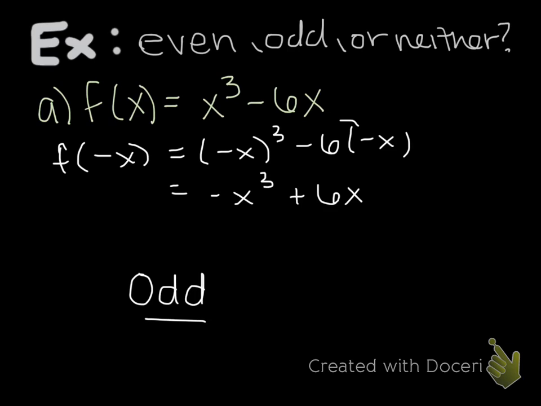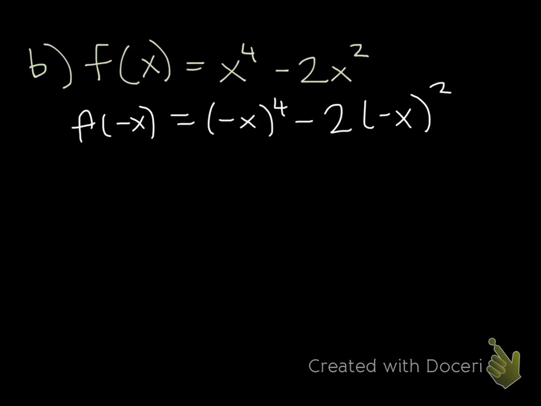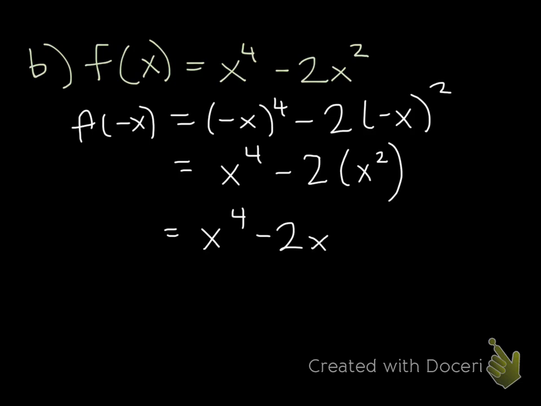For letter B, again, we're going to evaluate this function at a negative x. So I have a negative x to the 4th power minus 2 times negative x to the 2nd power. And again, it's important to use parentheses when you substitute this in. If I wrote negative x out 4 times and multiplied them together, I would get a positive x to the 4th power. Doing my order of operations, I do my exponents over here. This will end up being a positive x squared. And then I times by that negative 2. And notice this is exactly the same as what we started with. Therefore, this function is even.